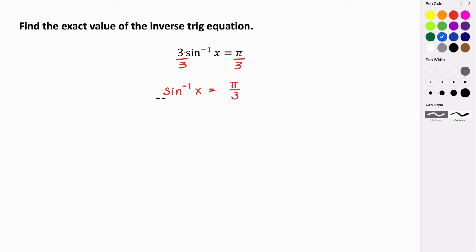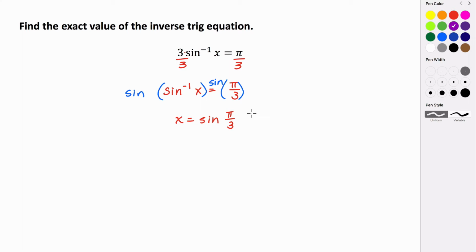Now we're trying to get x out of the argument for this inverse sine. And if you recall, if you compose a function with its inverse, you will get the argument as a result. So what we're going to do is take the sine of both sides. By taking the sine of both sides, these cancel each other out, and we end up with the argument. So we get that x equals the sine of pi over 3.